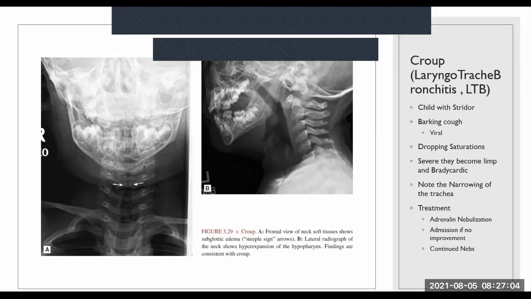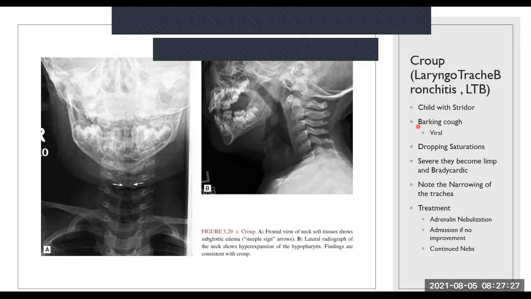So we're going to cover some of the more common ones, right? So let's talk first about croup, LTB, laryngotracheobronchitis. Have any of you seen a kid with croup? You should have if you went through pediatrics, all right? So one of the typical things of them is a barking cough, all right? You hear it, and literally it sounds like a dog that's barking.